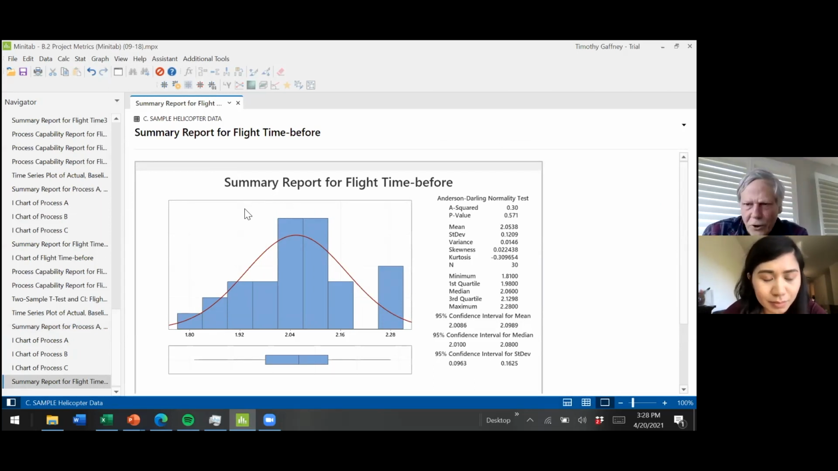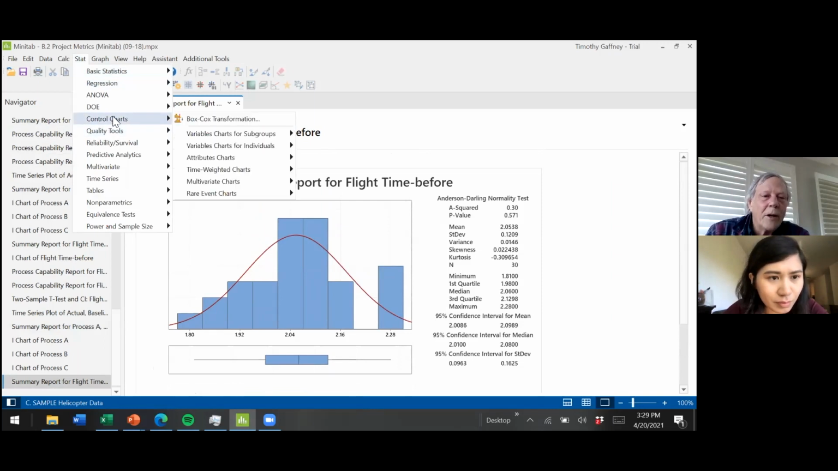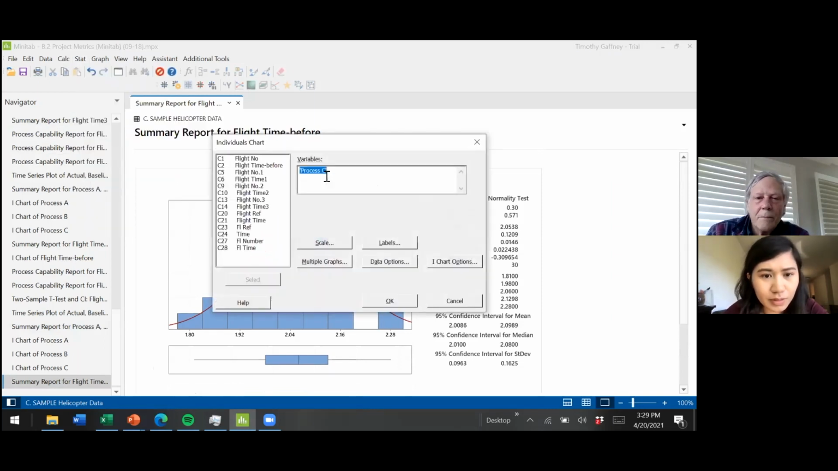And the first stage of tests that you're going to be going through is your graphical summary. Is it normal or not? That's the basic question you're answering here. Then what we do is we run a control chart, Act 2, for individuals. Boom. Now we're looking at the flight time before.